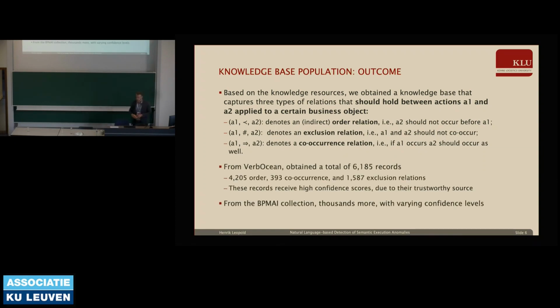Okay. So what do we get, just to give you some numbers? From WordOcean, we extracted about 6,000 records, for about 4,000 order, about 400 co-occurrence, about 1,500 exclusion relations. And we integrate this into this knowledge base with high confidence scores because this is a trustworthy source. For the AI collection, we got thousands more, but obviously they sometimes contradict each other, so we used varying confidence levels for those relations. Okay, this is basically the main thing.